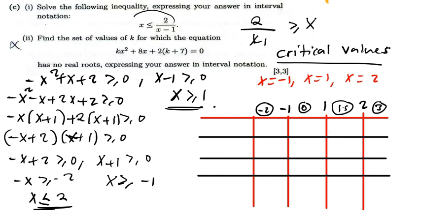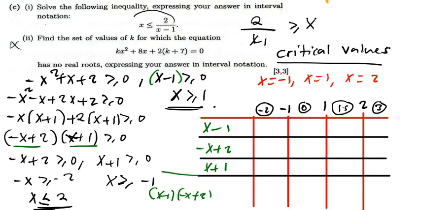The first one, remember, it is this one, x minus 1. The second one, we just get this, negative x plus 2. The third one is x plus 1. Then the last one, you have to put all of them: x minus 1, negative x plus 2, and x plus 2. Like that.